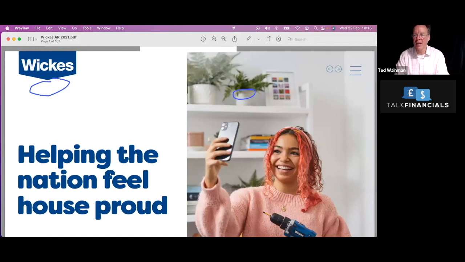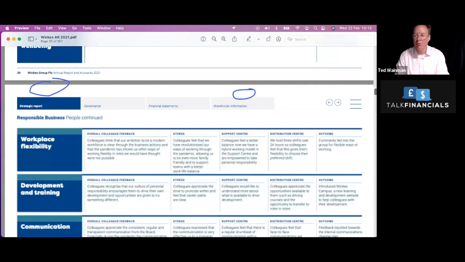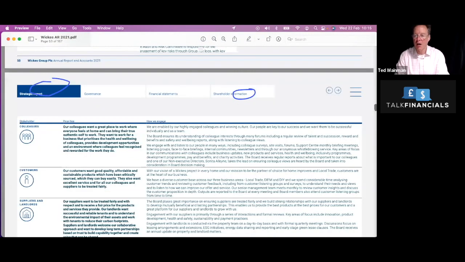Wickes. Here's Wickes. For Wickes, again, same story, lots of information about the company. Whiz all the way down through to the numbers.